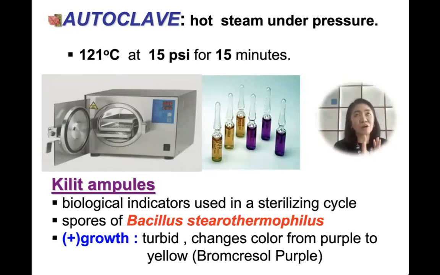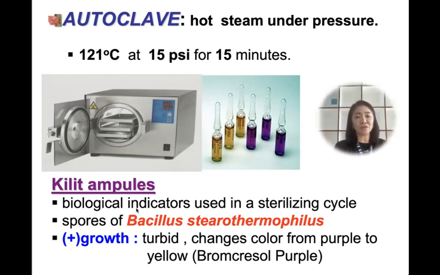Okay? Now, autoclave machines should be calibrated all the time, as frequently as every 2 to 3 months, especially with successive use of the autoclave. So we need preventive maintenance for this. One way of making sure that your autoclave is working is to use the kilit ampules. Here they are. These are biological indicators used to make sure the autoclave is working.